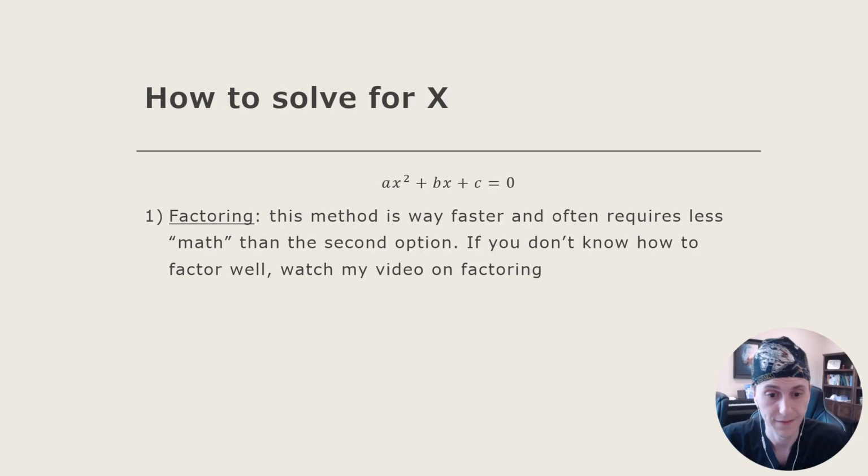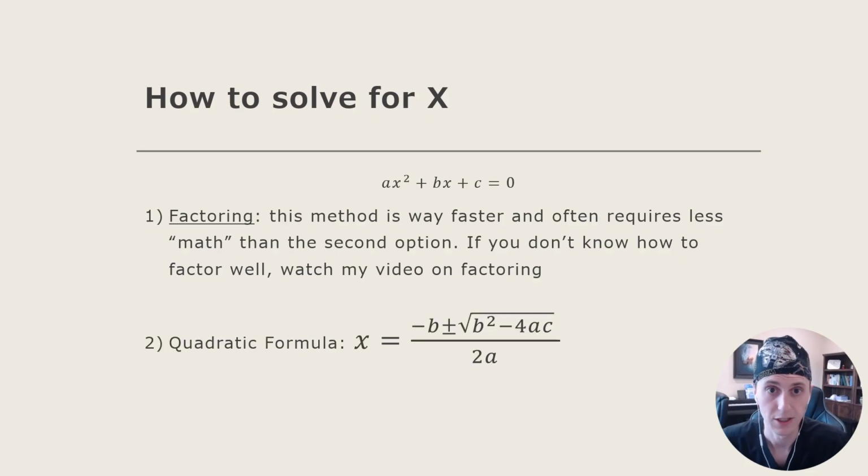Generally, factoring is the faster of the two methods and often requires less math than the next option that we're going to talk about in a second. If you don't know how to factor well, then go check out my other video on factoring and get a lot of practice in. But whenever possible, if you can do factoring, then that's the faster way to do it for sure. The second way to solve a quadratic equation is to use the quadratic formula.